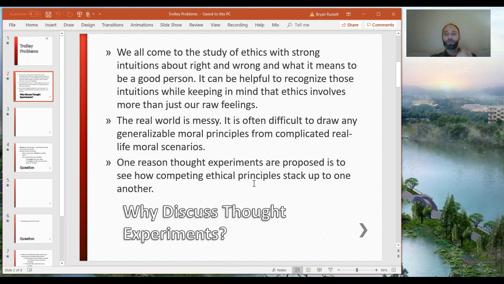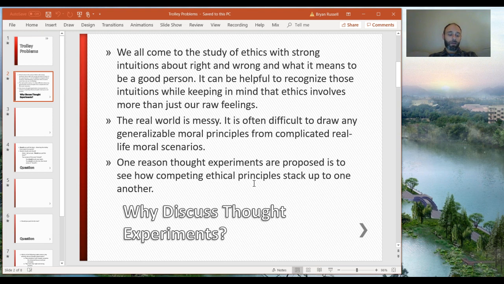But when it comes to ethics, we all have really strong feelings that we come to the study of ethics with. So we discuss these thought experiments to give us sort of like intuition pumps to get us to recognize the feelings that we're already bringing to the table.